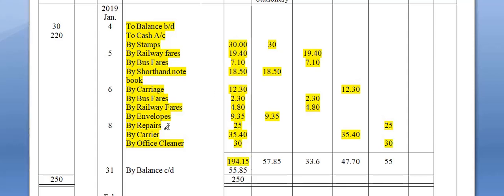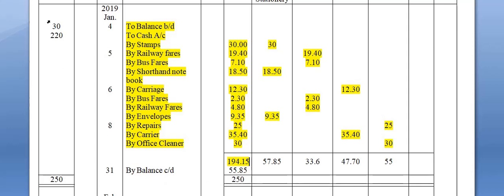So after that you will leave a space out here for writing by balance CD on 31st of this January. So after writing 194.15, you will leave a space out here, and then draw a single line, which I have drawn out here. Single line, but after leaving a space, because we have to write some balance out here. And this total should be in the same line.